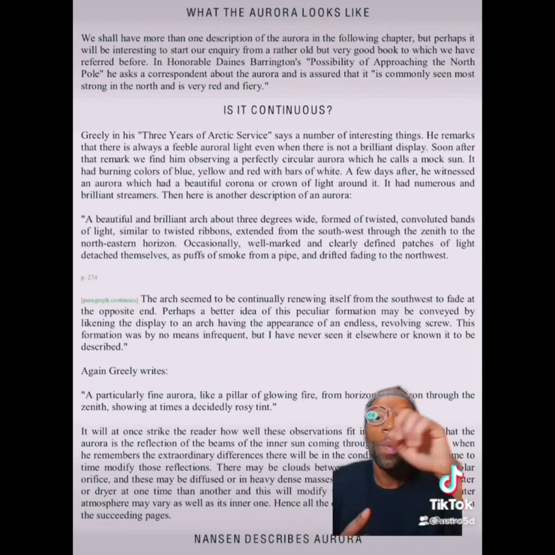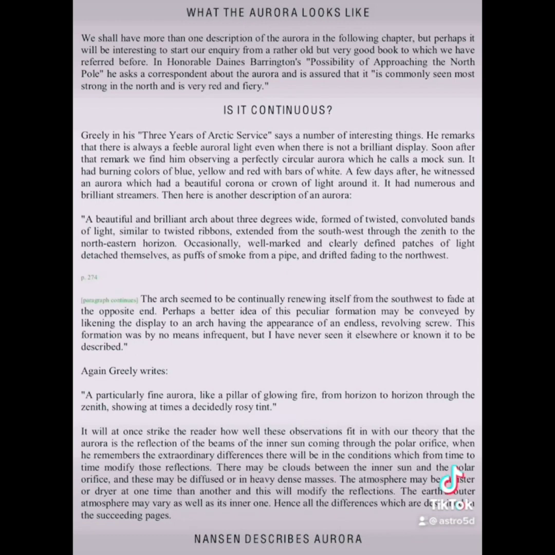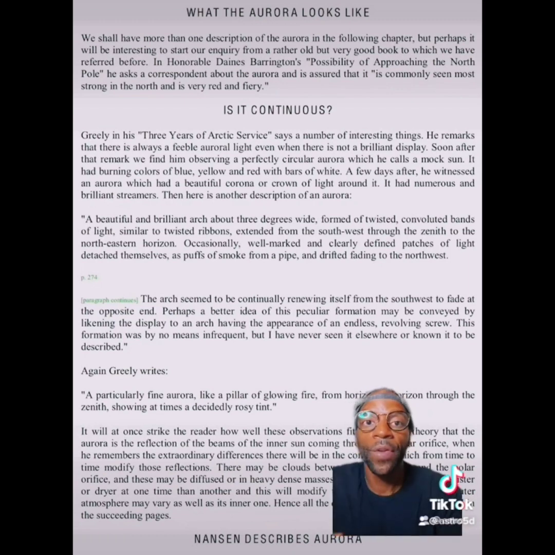And what the aurora looks like, he just describes how what he saw was very red and fiery, like Enoch has described it. What he saw in the sky was fiery. A particularly fine aurora, like a pillar of glowing fire from horizon to horizon. And of course, you can only see that if you're in the Arctic region.